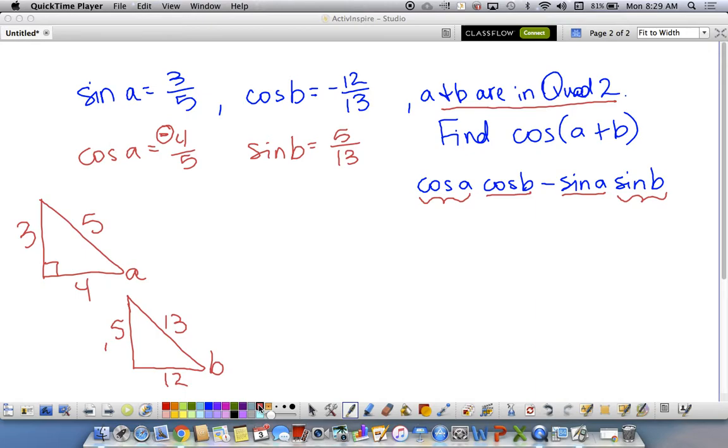That we do. So here we go. We're going to plug them in. What is cosine A? Negative 4 over 5. What's cosine B? Negative 12 over 13. What's sine A? And then what's sine B?